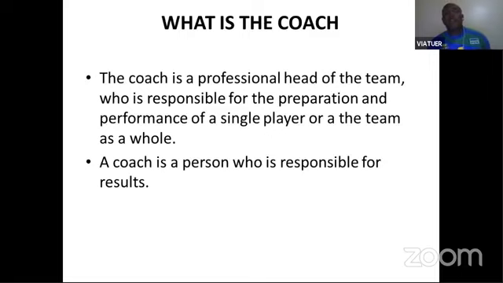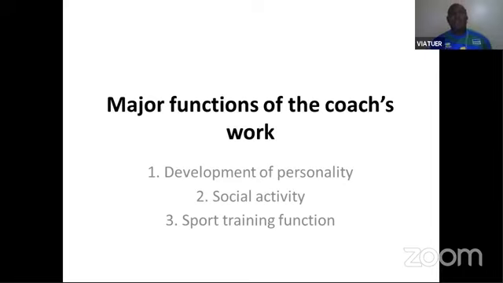I start by explaining what a coach is. The coach is a professional head of the team who is responsible for the preparation and the performance of a single player or the team as a whole. A coach is a person who is responsible for the results. Then I go to the major functions of the coach's work. The coach is responsible for the development of personality, for social activities, and is a sport training manager.